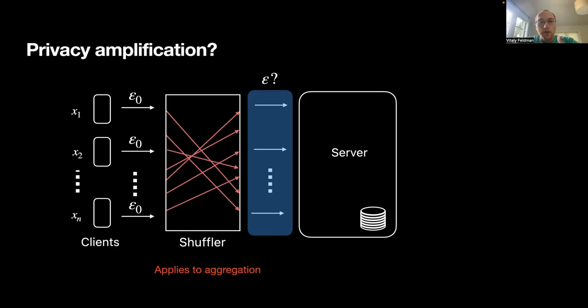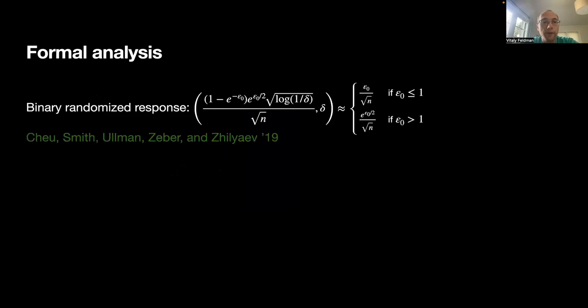So this is the question, and it has been formally addressed in two concurrent works. The first one, by Chu, Smith and others, has analyzed specifically the binary randomized response, which is maybe the most basic local randomizer just for binary values. I'll describe it later in the talk if you're not familiar. For now, it's maybe the most basic mechanism, which just randomizes between the two values 0 and 1. And for this particular mechanism, they have proved that after shuffling, the algorithm will satisfy the privacy guarantees given in this formula.